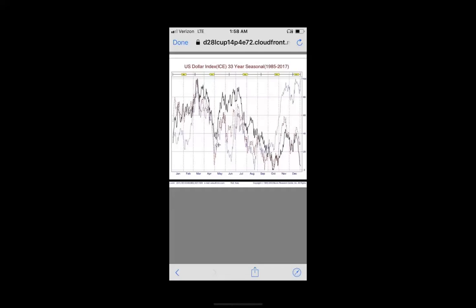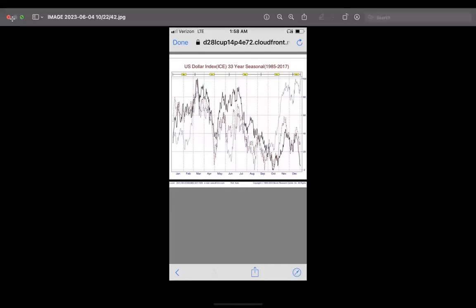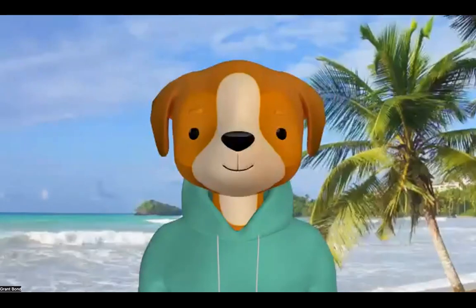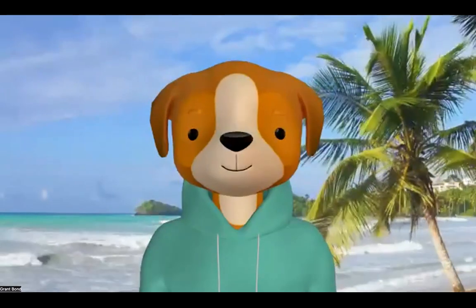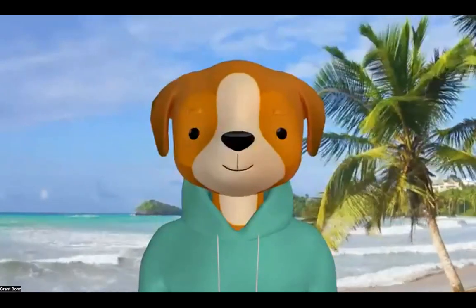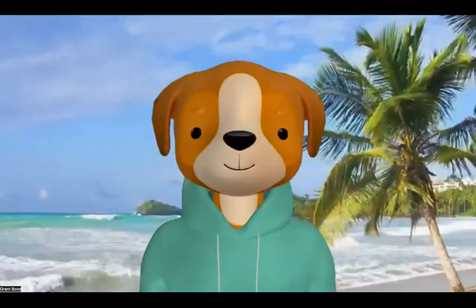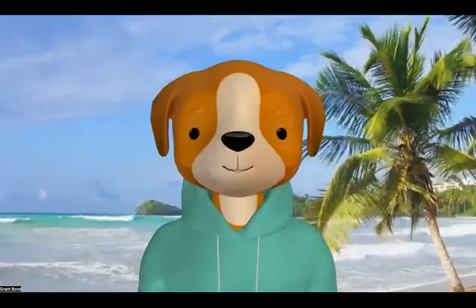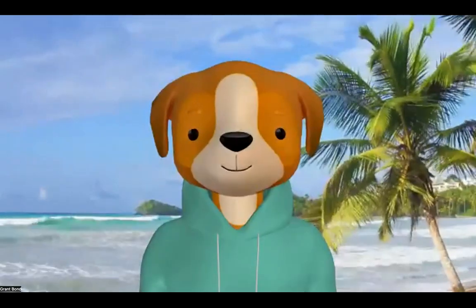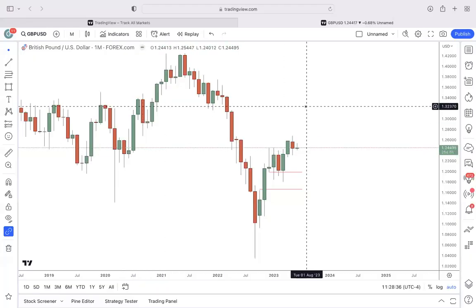So dollar down on the seasonal during these 3 months. Cable was super strong on the seasonal during those 3 months. So now that we got that out of the way, I doubt y'all can see this again. Zoom's probably stupid. Okay. So now that we got that out of the way, we dig into cable, monthly chart.